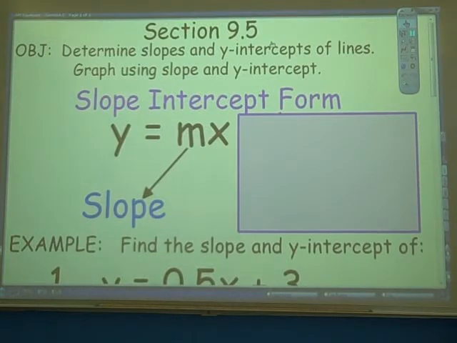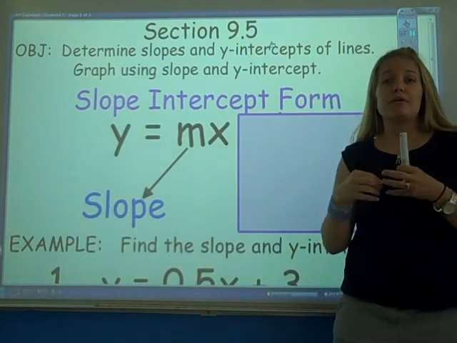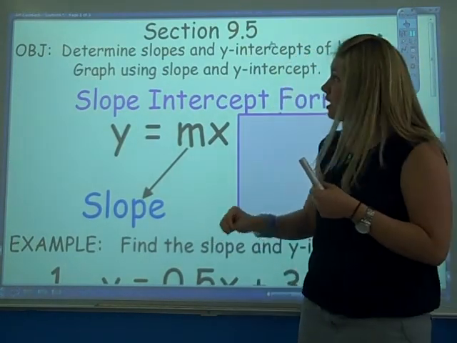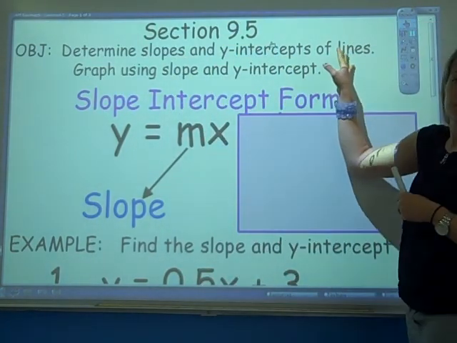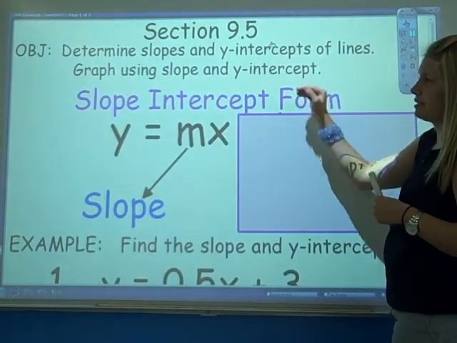Okay, hi everybody. We're going to be doing section 9.5. This is where I'm now going to teach you a third way to learn how to graph a linear equation. We're determining slopes and the y-intercepts of lines. That's what we're going to be doing in this lesson. And we're going to be graphing using slope and y-intercept.